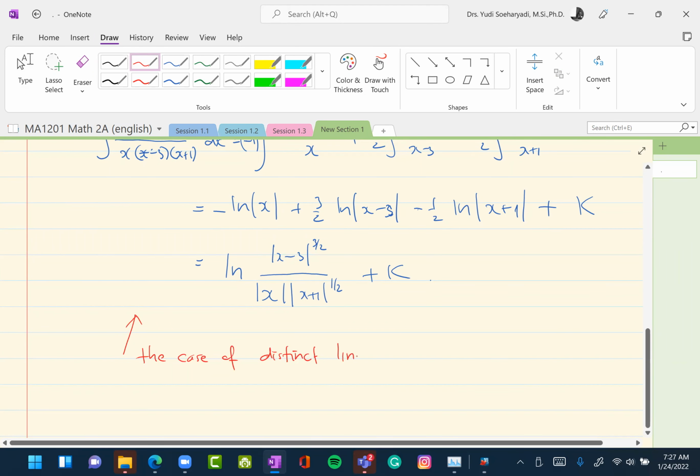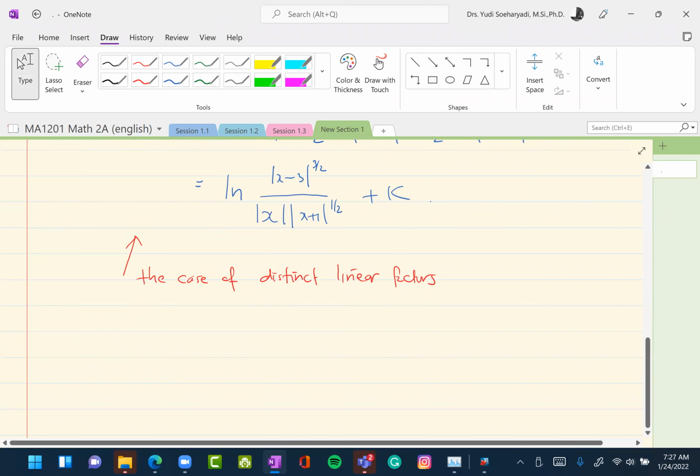Distinct linear factors. Now let's do this one. Compute the integral of 3x over (x minus 3) squared dx, for example.